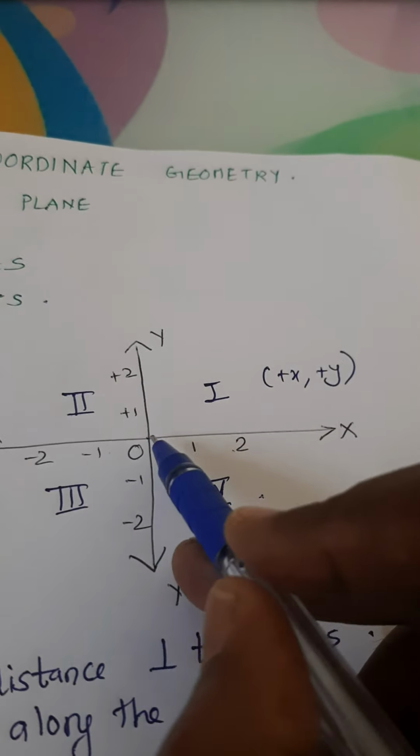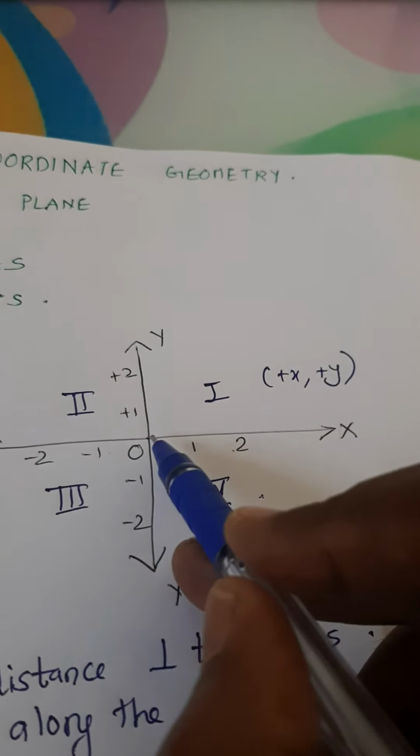So these are the basics that we had discussed in the last video. Now I have taken an example here. I have plotted some points here, point P and point A, and we have to identify the coordinates of the point P and point A.